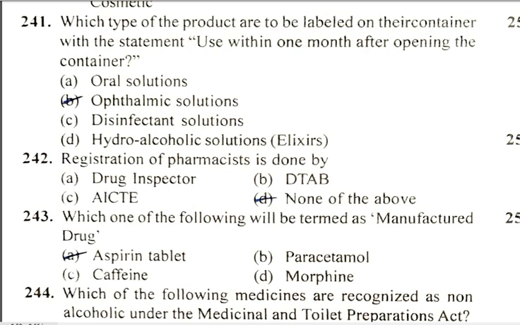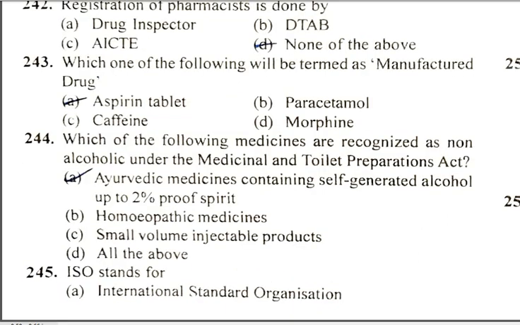Registration of pharmacist is done by none of the above. So who registers the pharmacist? Tell me in the comment box. Which one of the following will be termed as manufactured drugs? That is aspirin tablet. Which of the following medicines are recognized as non-alcoholic under the Medicinal and Toilet Preparations Act? That answer you should also tell me.